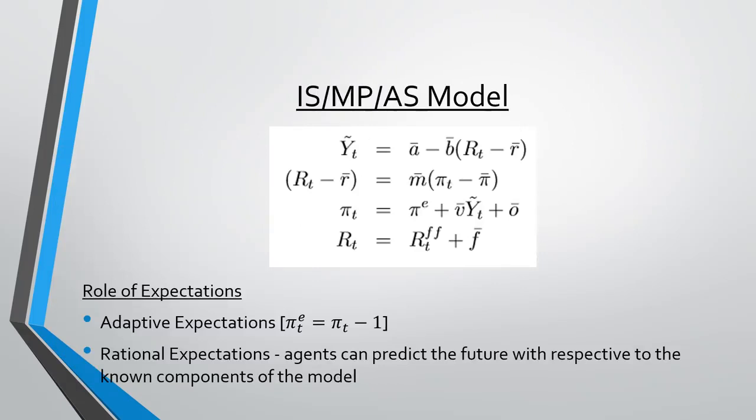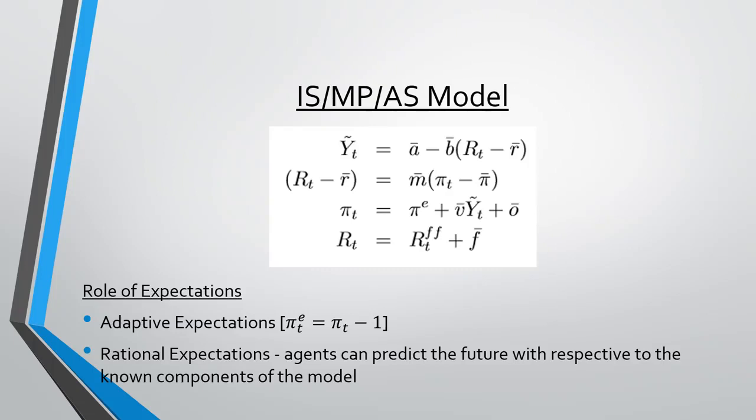So the last model is the IS-MP-AS model. So it's really an accumulation of the last two models together, while also taking into consideration the monetary policy, or the MP component. Some things to note in this model include the role of expectations in price setting, and the definitions of these expectations are set out in this slide.